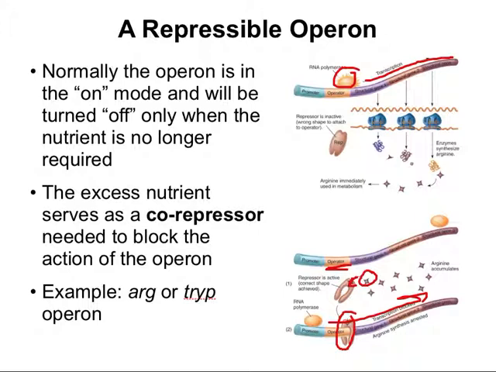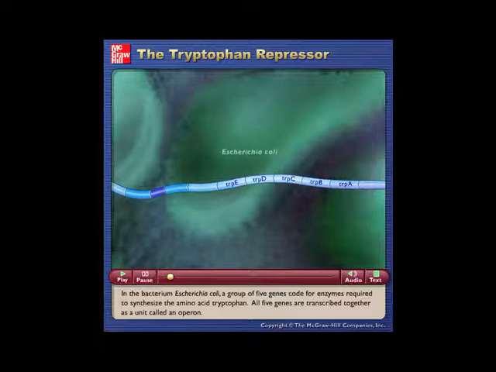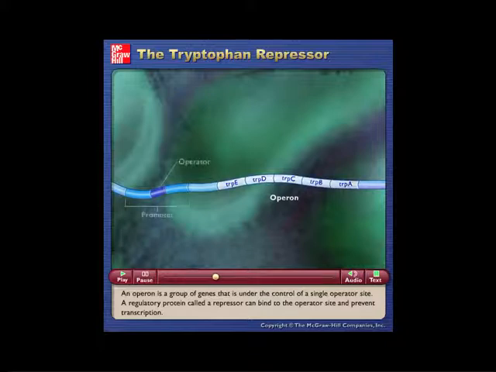Let's take a look at a quick animation of the trp operon. In the bacterium Escherichia coli, a group of 5 genes code for enzymes required to synthesize the amino acid tryptophan. All 5 genes are transcribed together as a unit called an operon. An operon is a group of genes that is under the control of a single operator site.